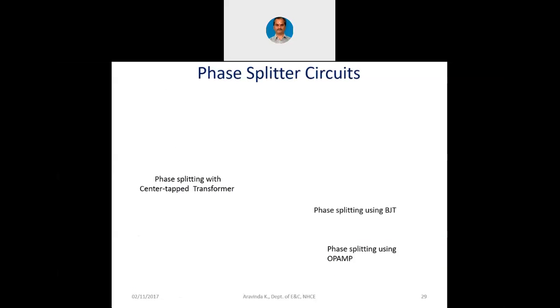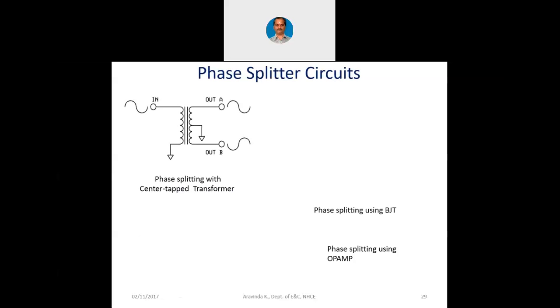Now we have the phase splitter circuits. In the sense, if you have to use this class B amplifier, for each device we will have to give that particular cycle, positive cycle or negative cycle, for which you require phase splitting. The complete 360-degree cycle should be divided into two cycles now, 180 degree and 180 degree, positive cycle and negative cycle. We will see how the phase splitter circuits can be utilized for this purpose.